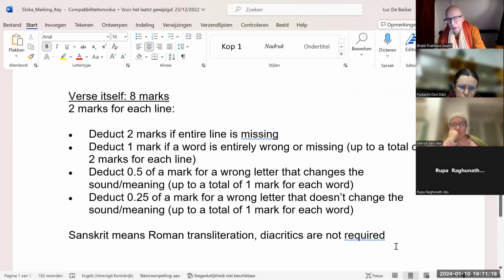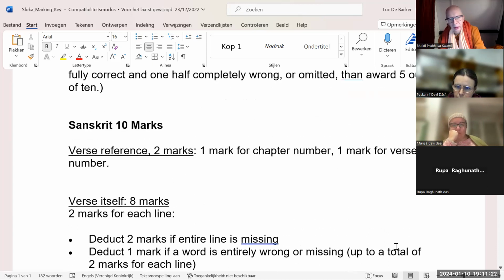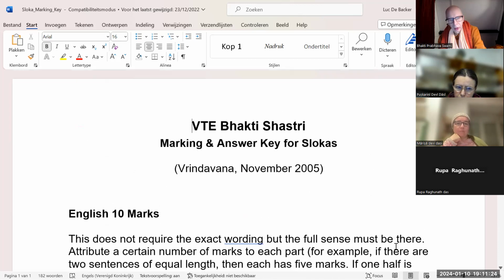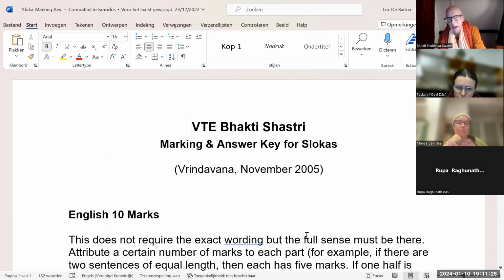Usually we don't consider the diacritics. That's a bit too much. So that's a system for marking slokas, or the sloka key. You have also received that. That will help you with the marking of the closed book exam.